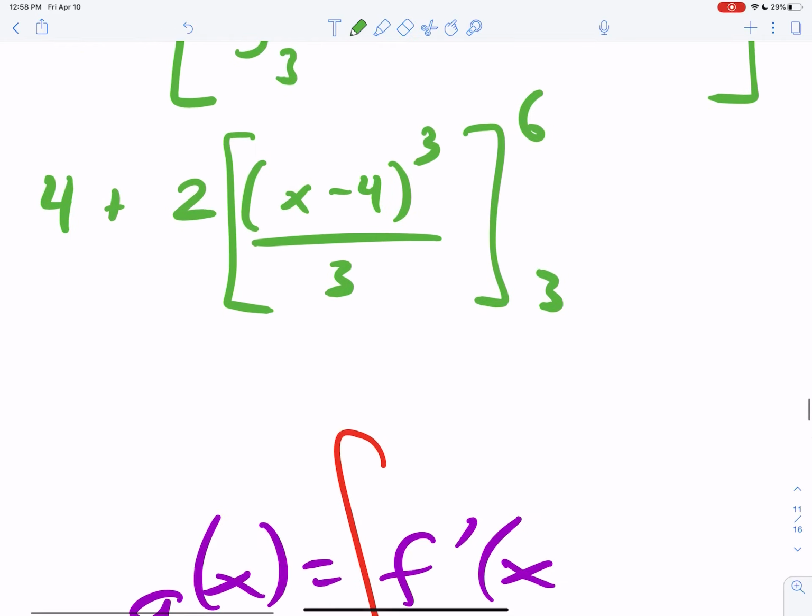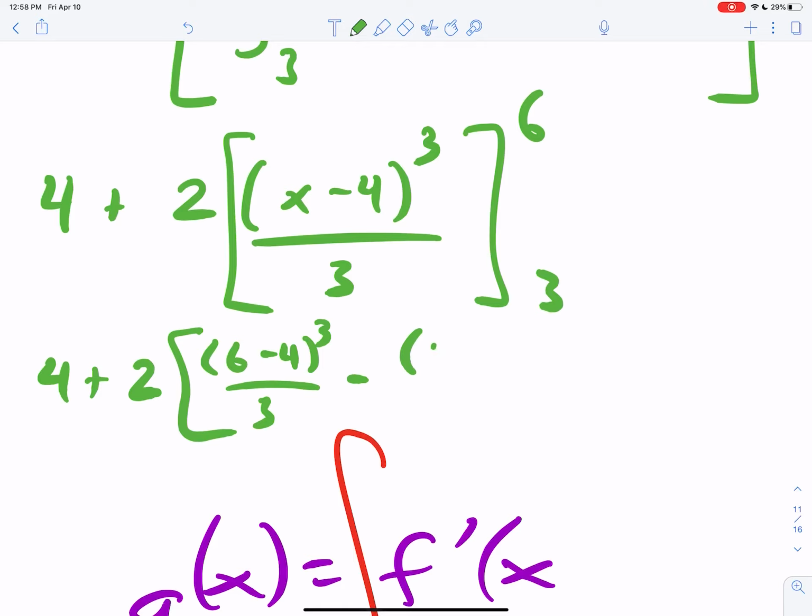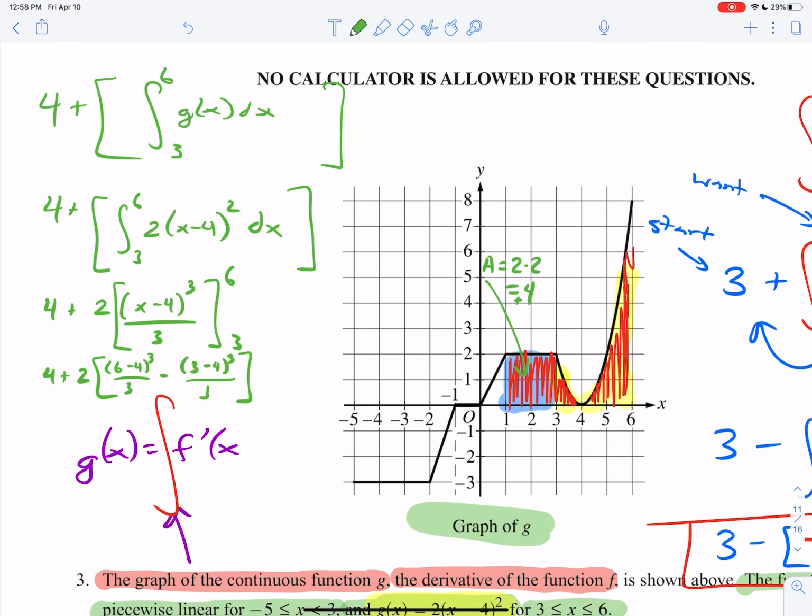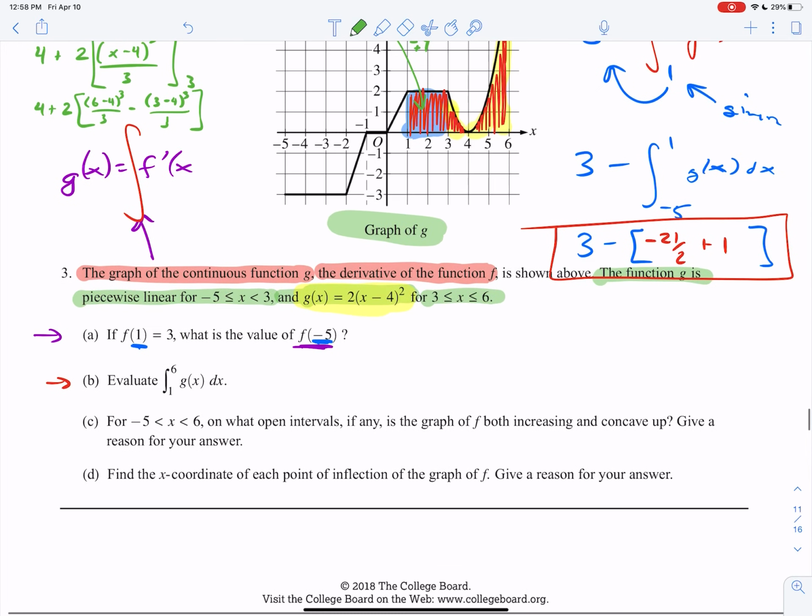So all that's left is to just finish our integration there by evaluating. This is going to be 2 times (6 minus 4) cubed over 3 minus 2 times (3 minus 4) cubed over 3. And that's enough; you won't get any extra points. I encourage you guys to stop right there, okay? That's it for part B.